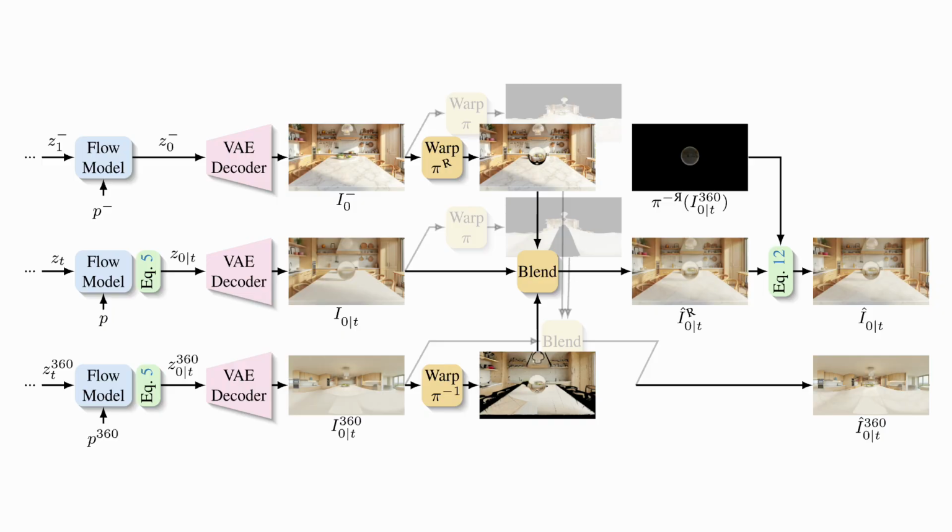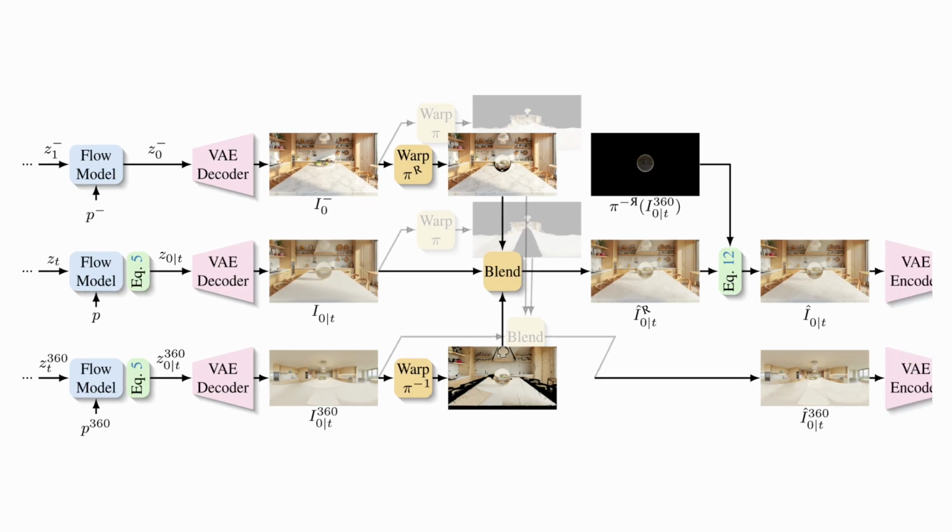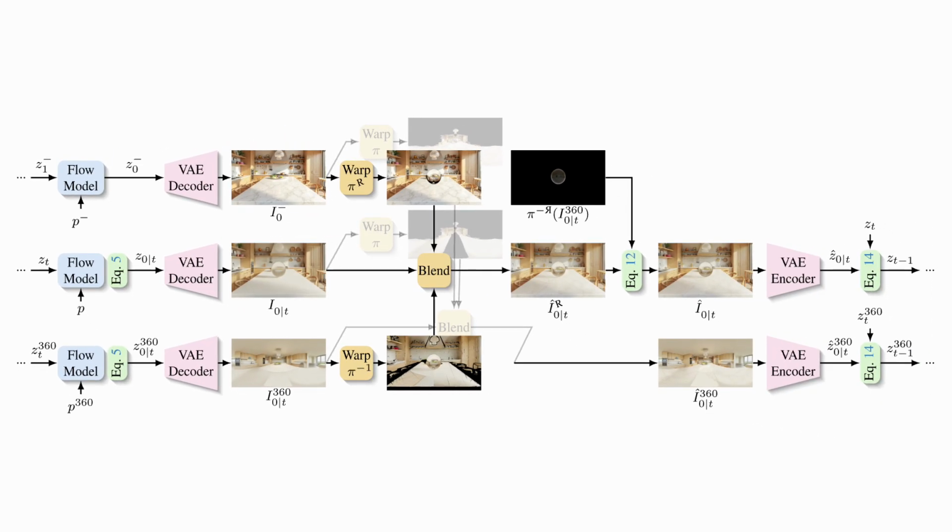However, this process does not capture reflections behind the camera. So, we warp the panorama using the reflected rays and blend this with the updated perspective branch using the Snell equations. Finally, both branches are encoded back into latent space and used for the next denoising step.